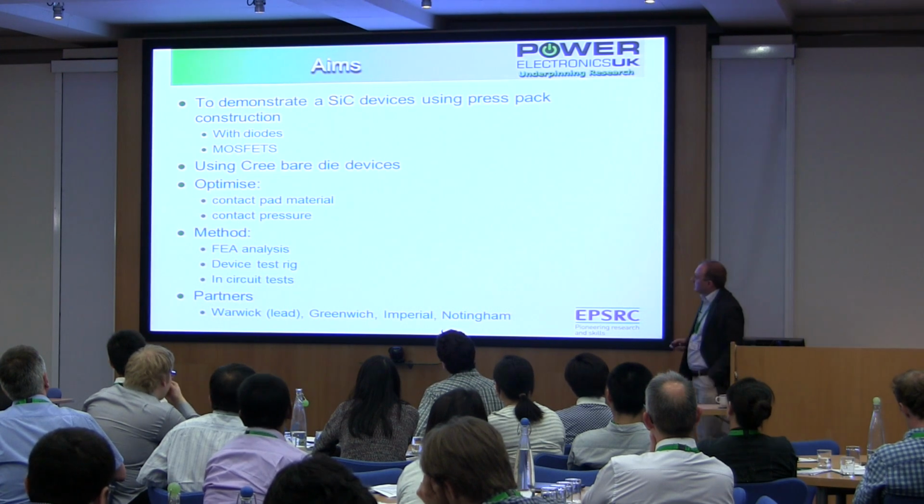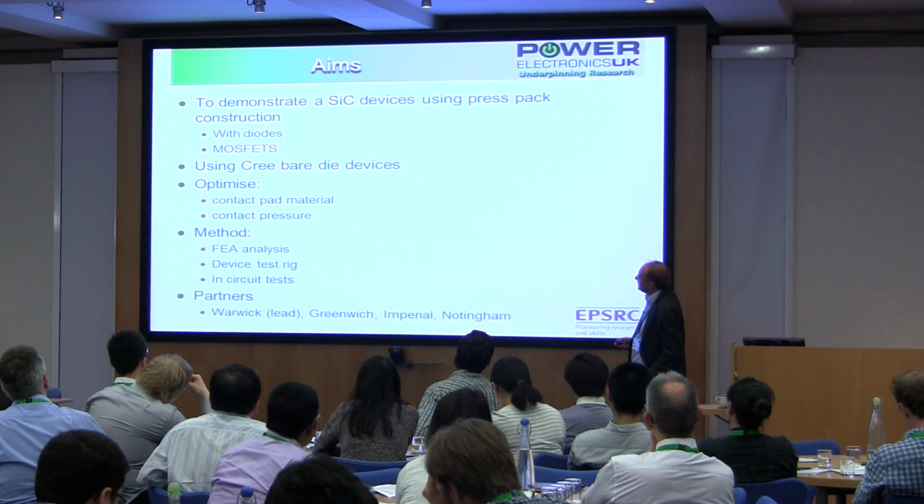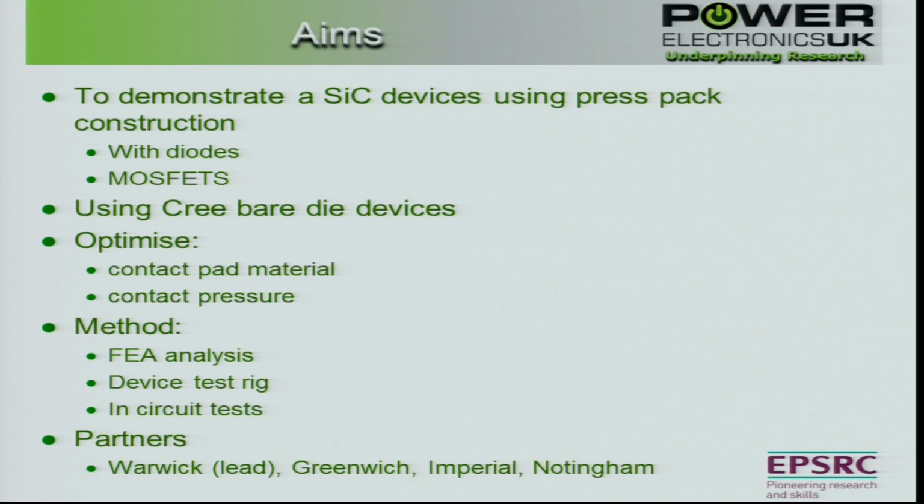We're using some Cree devices, the bare dies that were available from Cree. Now, obviously the overall press pack construction is relatively well understood as a technique. I mean, obviously press pack devices have been available for a long time with silicon dies. What we're aiming to do here, therefore, is to use that well-known packaging style and look at optimizing it specifically for silicon carbide. And of course, then the things that you can optimize are things like the materials that you use for the contact pads and the pressure of those contact pads.